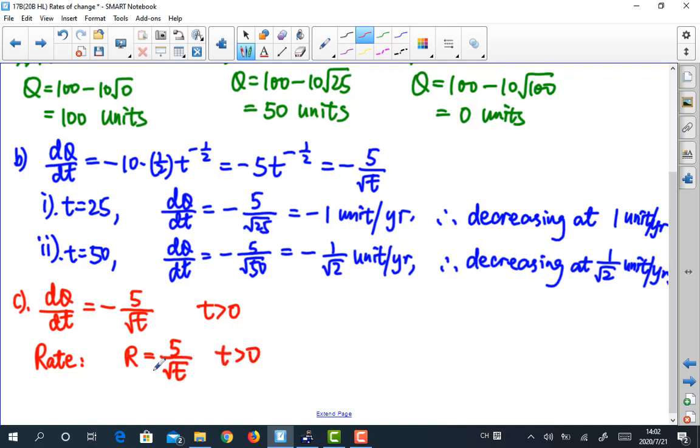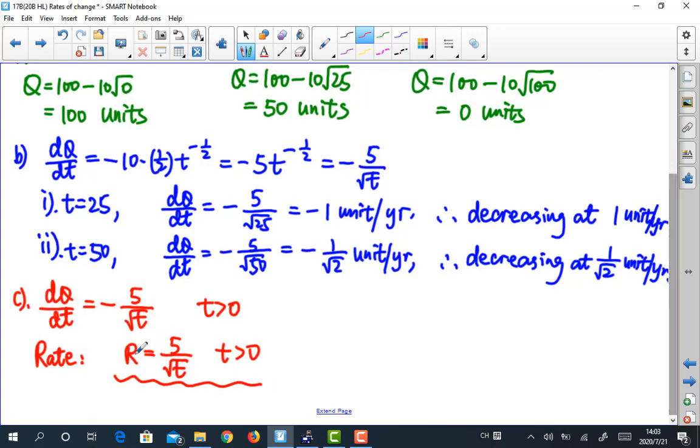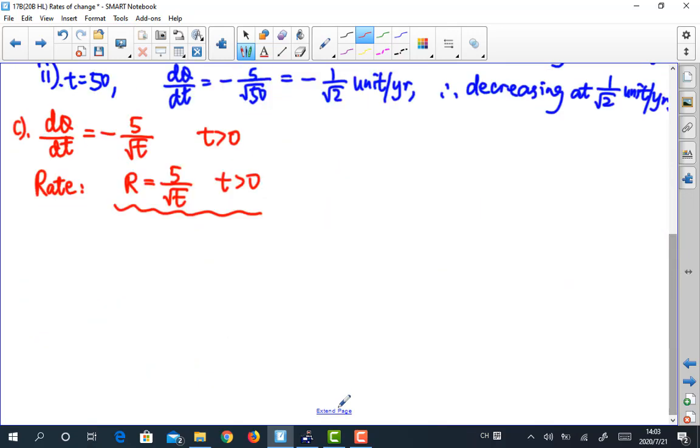t is greater than 0. So right now we need to show this one is decreasing for all t is greater than 0. So how can we show this function is decreasing? We only need to find the derivative, the first derivative of this function.